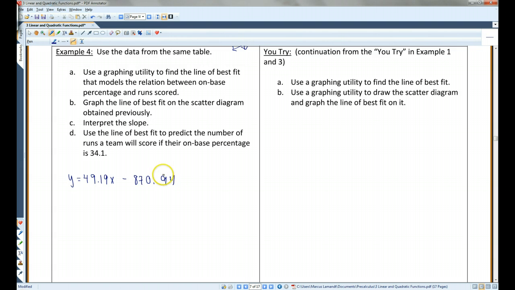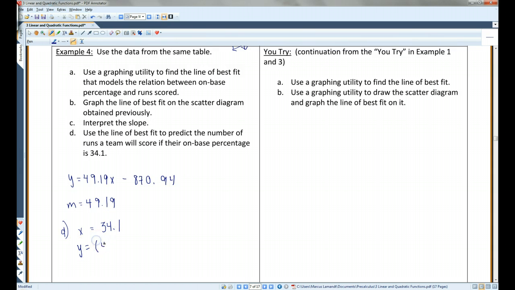Okay. The slope of the line of best fit is 49.19, which means that for every 1% increase on the on-base percentage, run scores increase 49.19 on average. Okay. For part D, so that was part A, B, and C. For part D, letting x equal 34.1, I'm just going to plug that in.